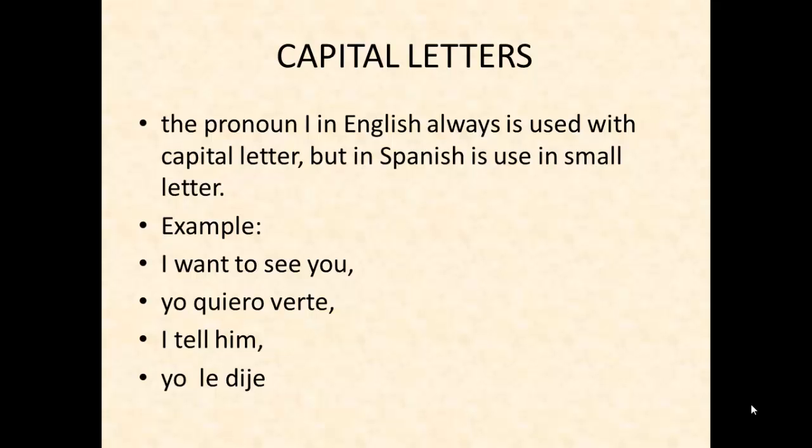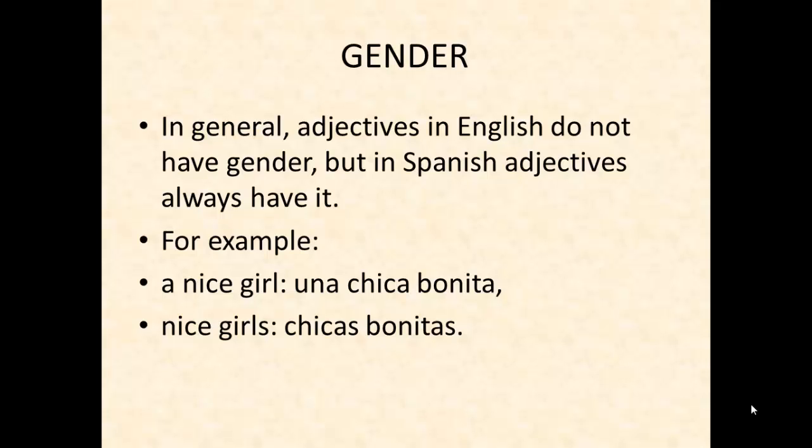Capital letters. The pronoun I in English we always use with capital letters, but in Spanish yo is used in small letters. Example, I want to see you. Yo quiero verte. I told him. Yo te lo dije.